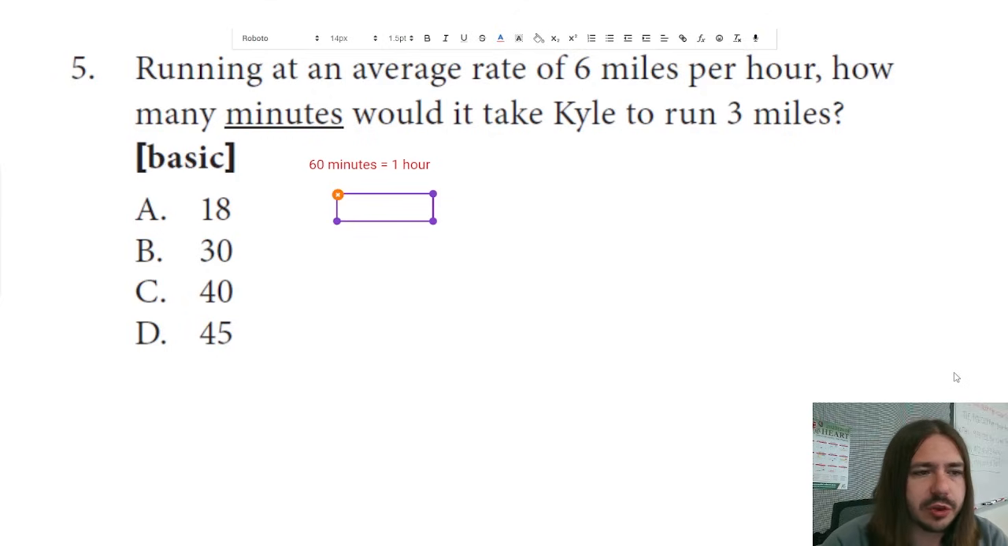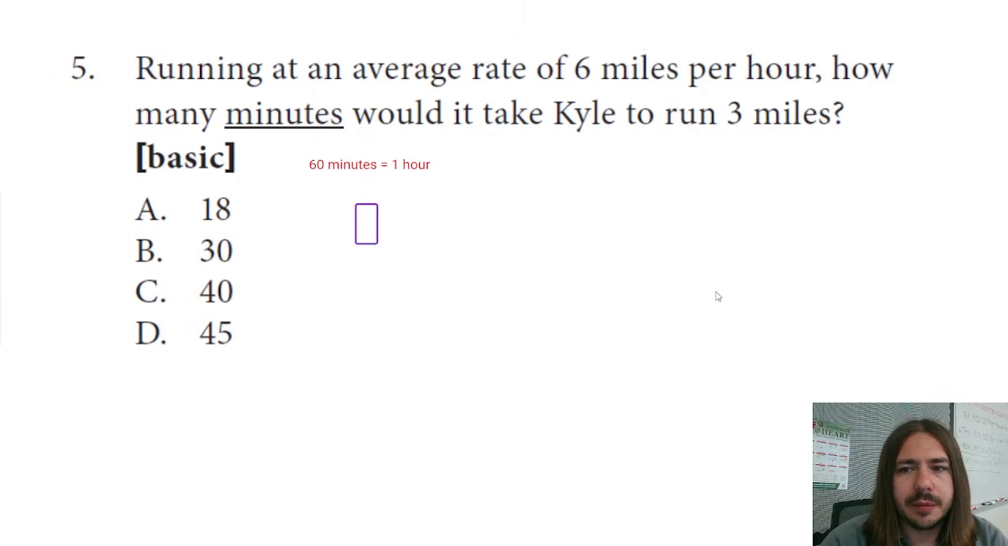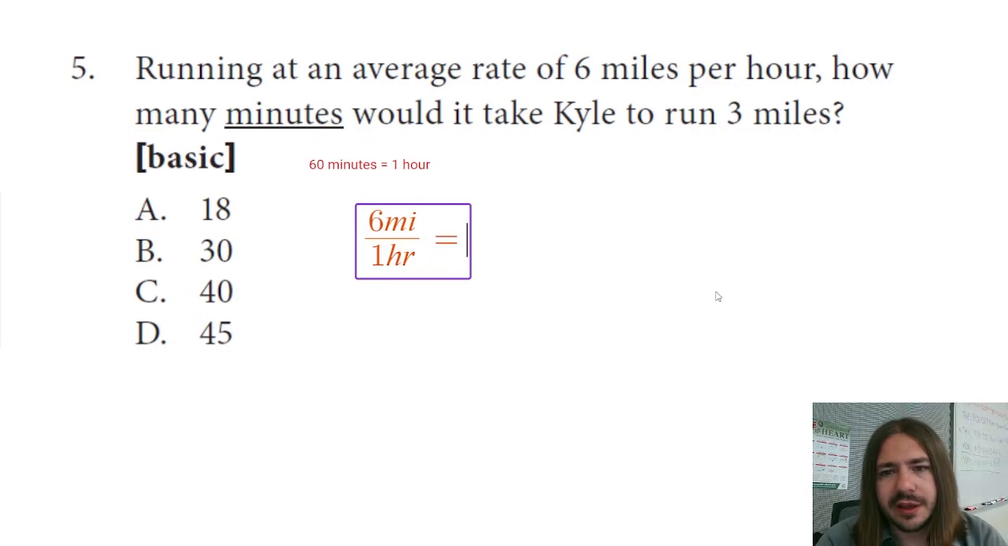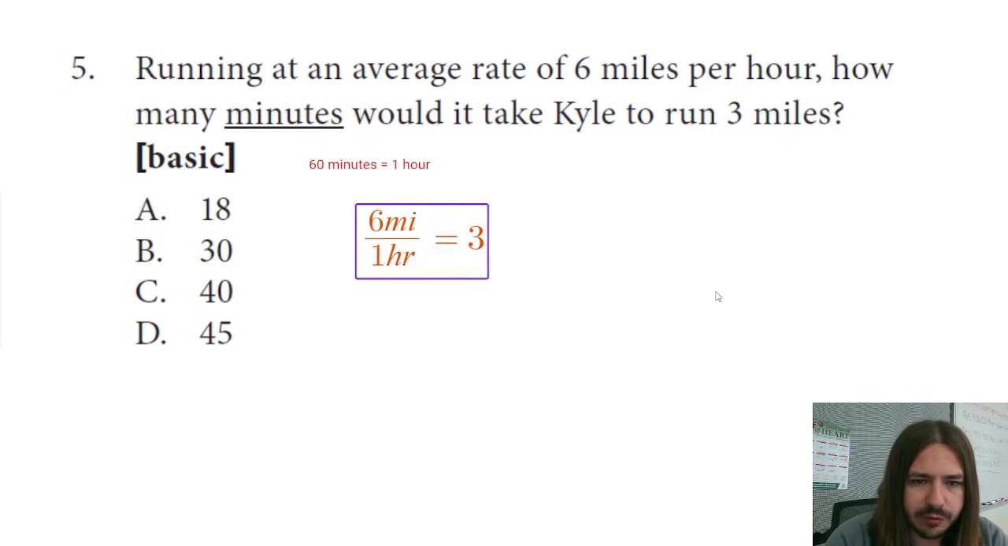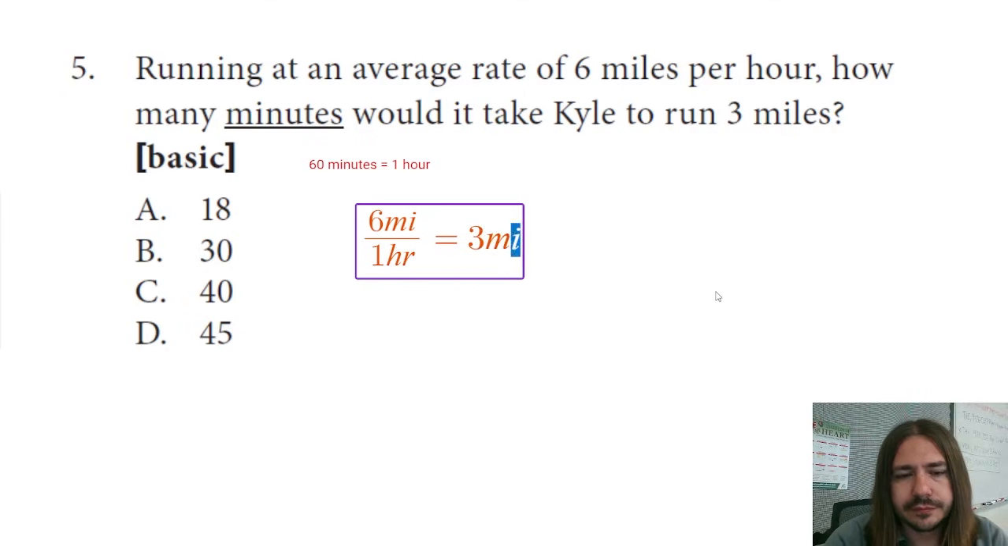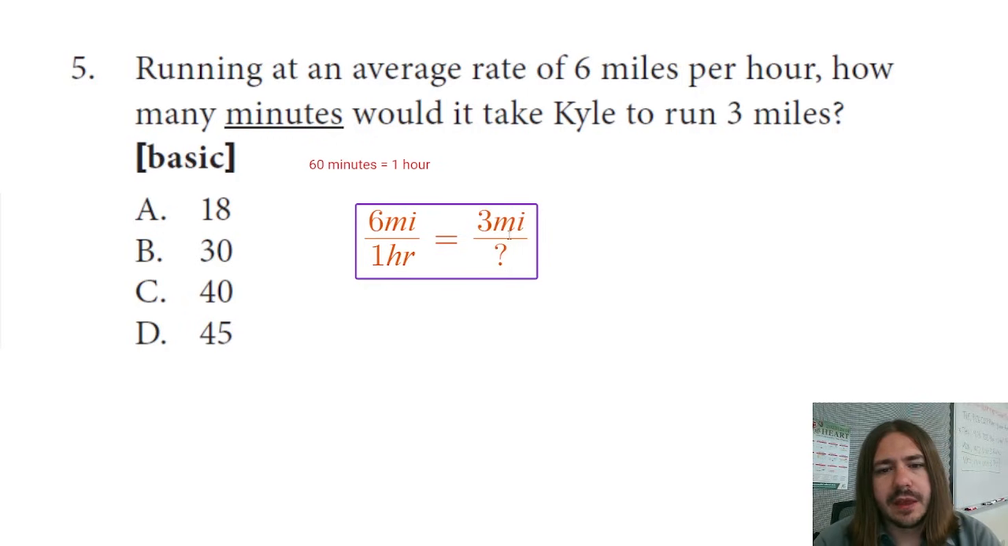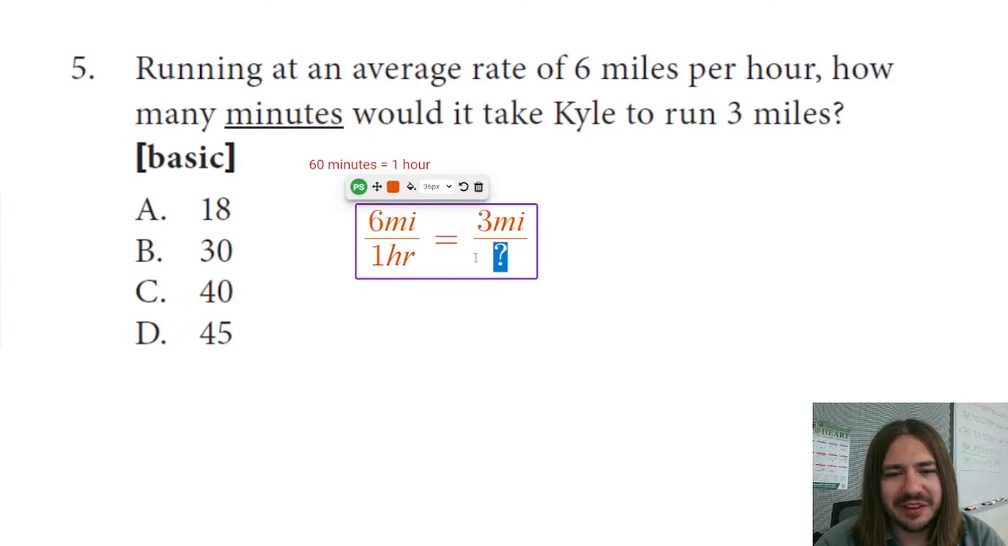So we're going to set up a proportion here. We're going to relate the miles to hours. So at the beginning it says running an average rate of 6 miles per hour, so they run 6 miles per 1 hour. We want to know proportionally how many hours is it going to take for him to run 3 miles. As you can see here, the scale factor is just going to be to divide by 2. So it's pretty obvious what our answer is going to be.